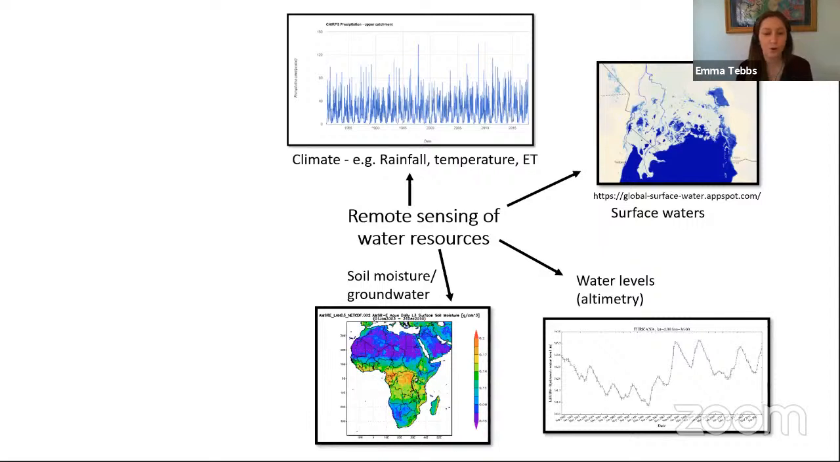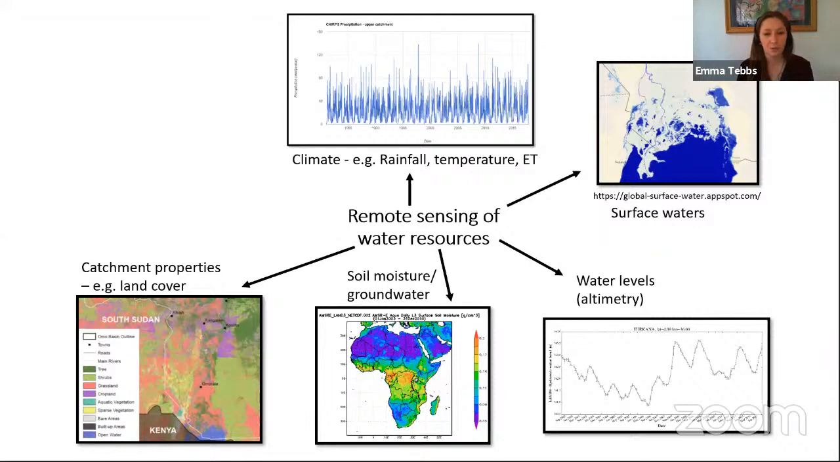Another important store of water is soil moisture. So there are recent sensors that use microwave radiation to monitor soil moisture, and I'll say a bit more about that later on. And even groundwater, there are sensors that use changes in the Earth's gravitational field to get an idea of groundwater availability.